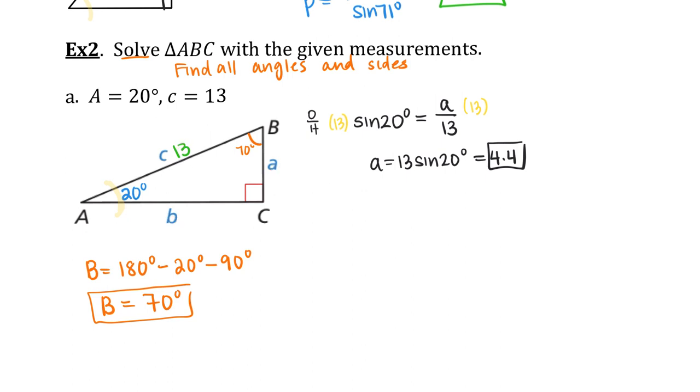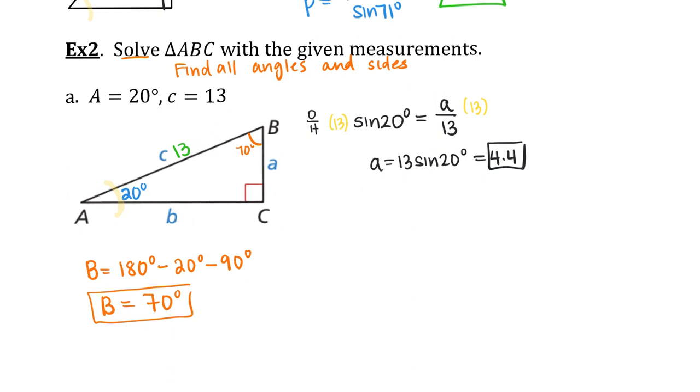Now there's a couple ways you could get B. I could do another trig function with B, or I could use the Pythagorean theorem with B. Both ways, I will get the same answer. If you prefer trig, I would probably do the cosine of 20 as b over 13 and solve it that way. If you prefer the Pythagorean theorem, then you would do that. I'm going to do the Pythagorean theorem just to show you.